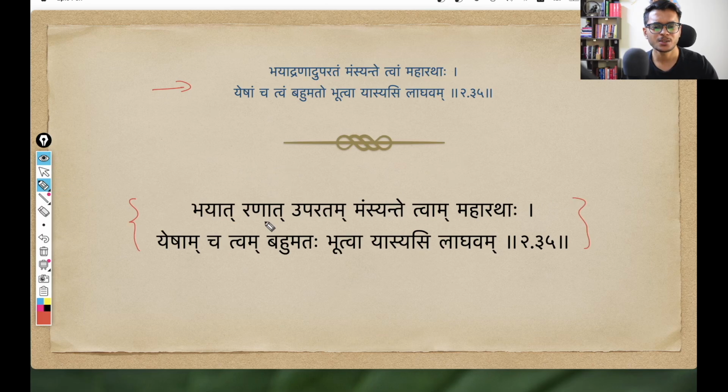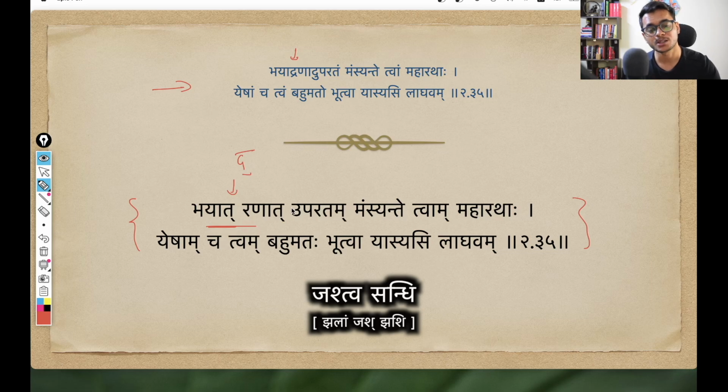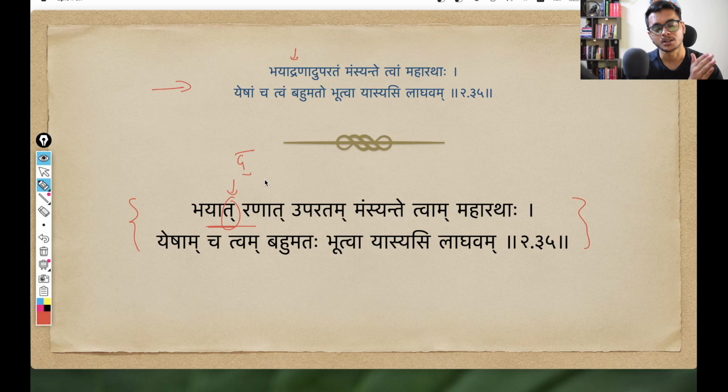So very quickly, let us see what all Sandhis we can spot here. You see these padas, bhayat and ranat. In the original shloka, we see bhayad ranat. The change is this dakara in the place of this takara. And what Sandhi is this? This is the Jashtva Sandhi. Due to Jashtva Sandhi, this takara is changing into the third consonant of its varga. So ta is changing into da. And the same sandhi is happening between these two padas also, ranat and uparatam. So bhayat, ranat, uparatam are joining as bhayad, ranad, uparatam.